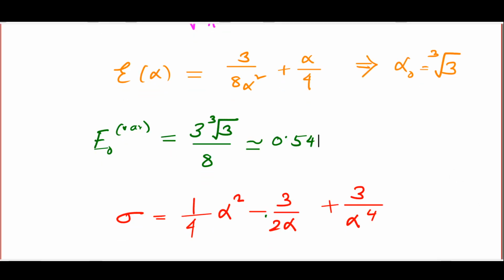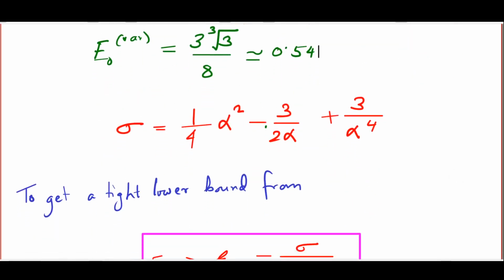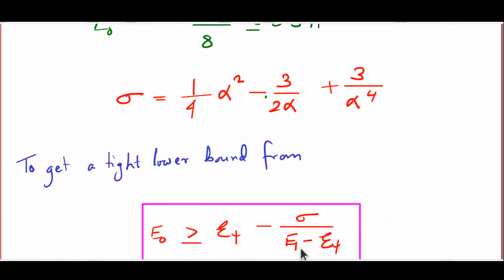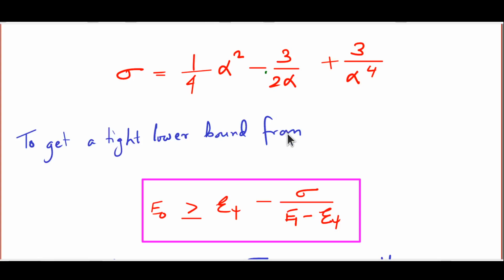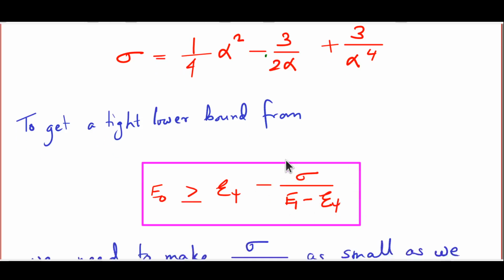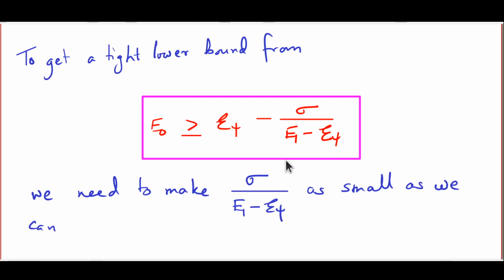Now, the tricky part of using Temple's method, of course, is that we need E1 to be able to write down what the bound is. Now, we do know that E0 is less than curly E psi. So if we can make this quantity as small as possible, then we will get a very tight bound on E0. It will lie between curly E psi and curly E psi minus a small quantity. Now, before we proceed any further, let me make a few comments.